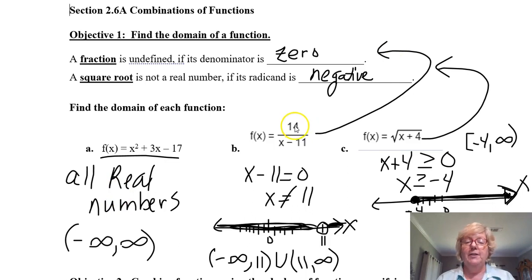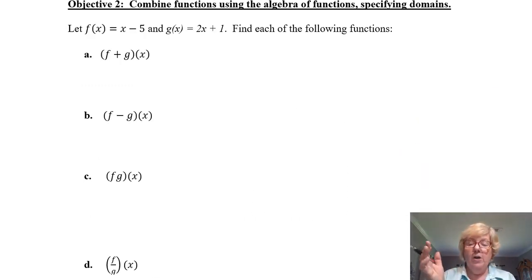A fraction, you avoid the 0 denominator. And a square root, you have to avoid the negatives. Okay, now that we've talked about the domain, let's get to the business of actually combining a couple of functions.